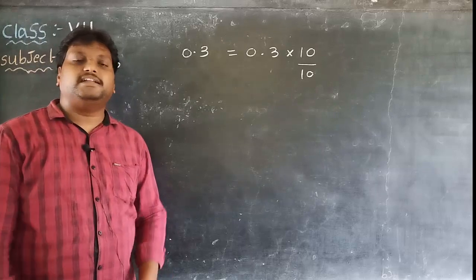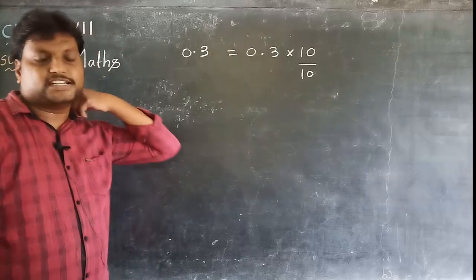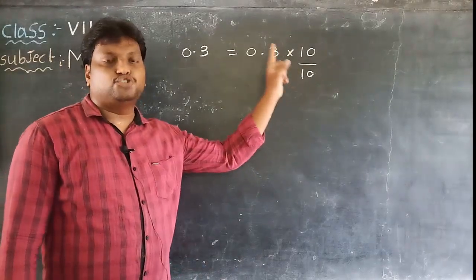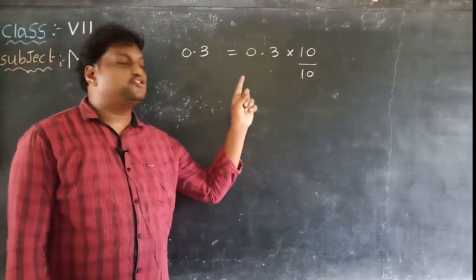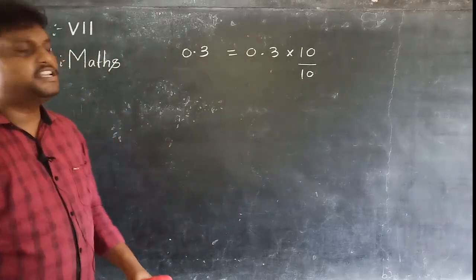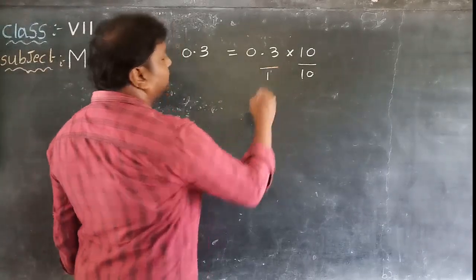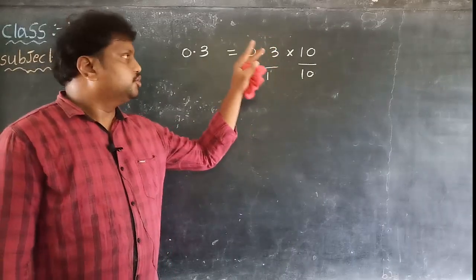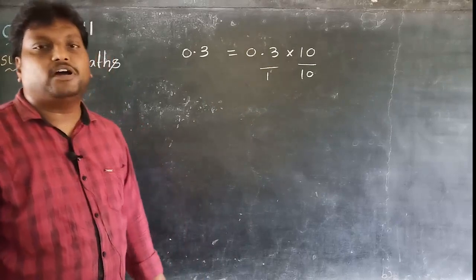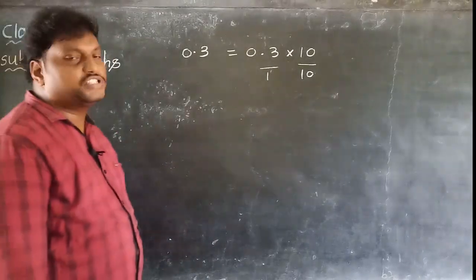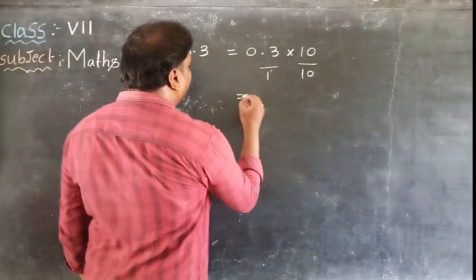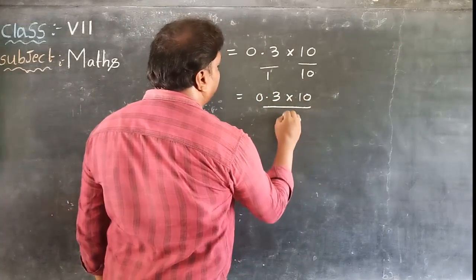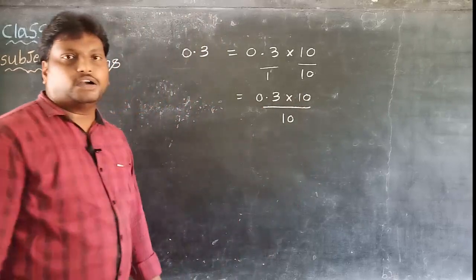Why? Because according to the rule of equivalent fractions, any number we multiply in the numerator, the same number we should multiply in the denominator also. Why? Because the value does not change. 0.3 into 10, 1 into 10 is nothing but 10. 0.3 into 10, what will we get?